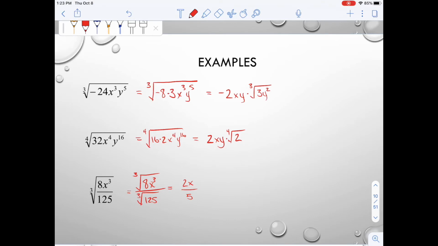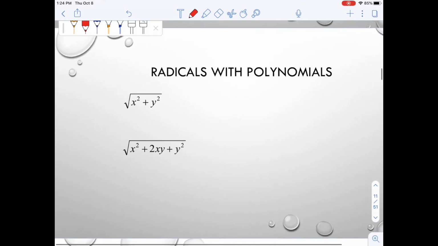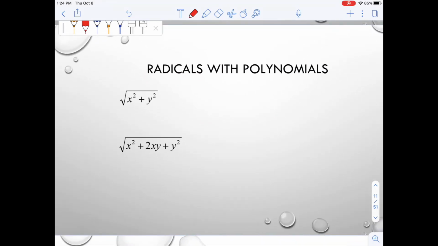Another thing to mention is that in this unit, we are going to look at your ability to break things down and do so with exact values, okay? I do not want decimals, right? We need to have the exact values. I want to see that you understand the principles of simplifying radicals, okay? Now, radicals with polynomials, right?